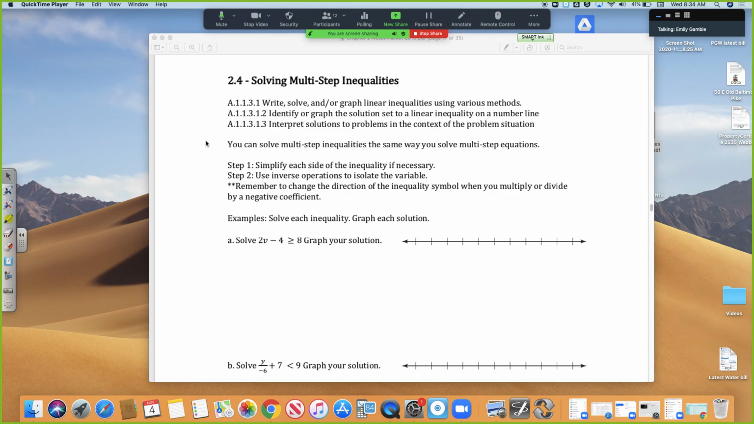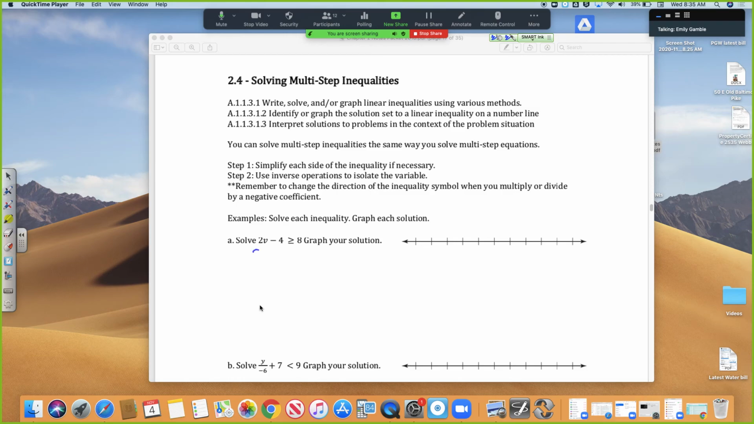All right, so we are now moving on to section 2.4, solving multiple step inequalities. If you remember from last week, we were solving one-step inequalities, first with addition and subtraction, then multiplication and division. Now we're going to put it all together and solve multiple step inequalities.